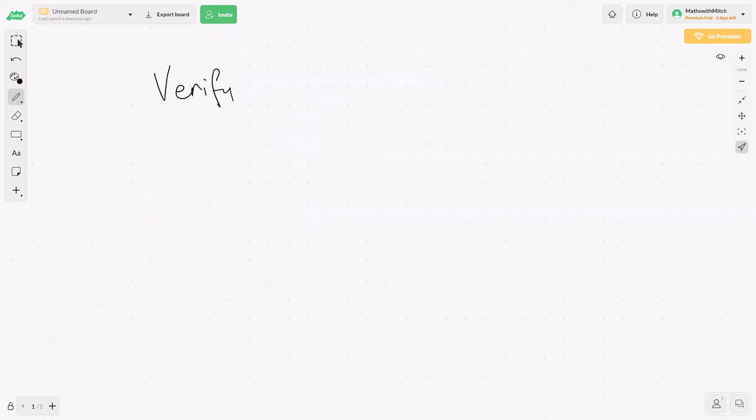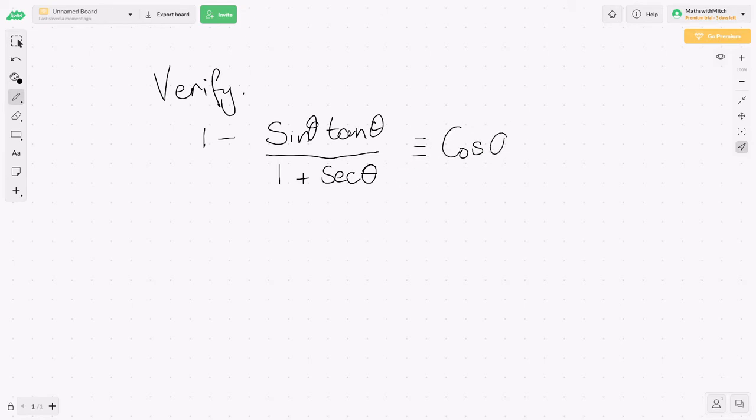Let's say we are asked to verify 1 minus sine theta. I do apologize, my thetas are terrible. That is what you get when you sketch them out and try to do them quick. I'll make a bit of an attempt to do it a bit neater. Let's see what we can do here. Much better. Okay, and that is equal to cos theta.